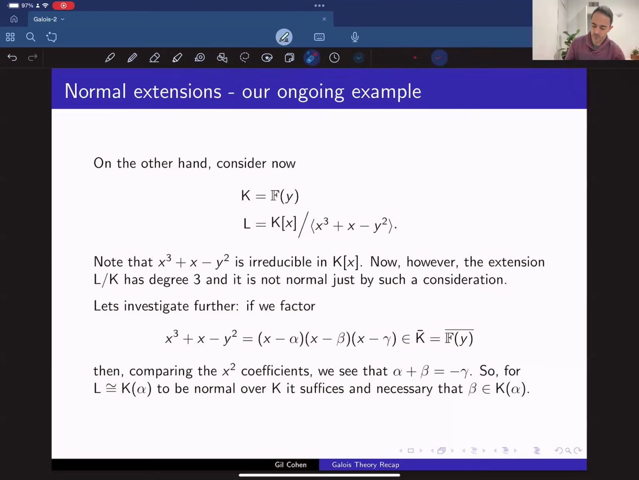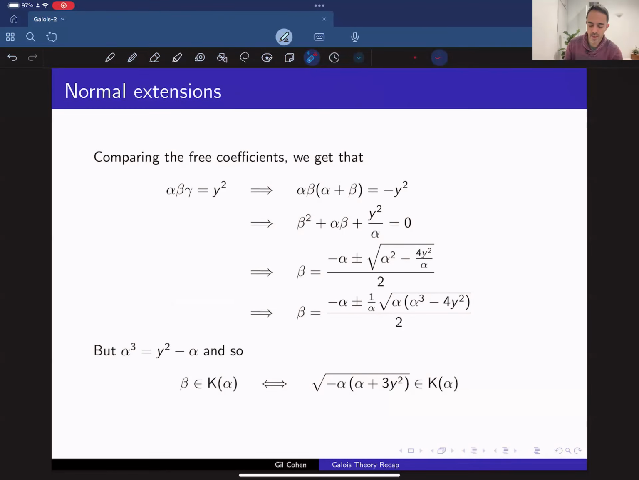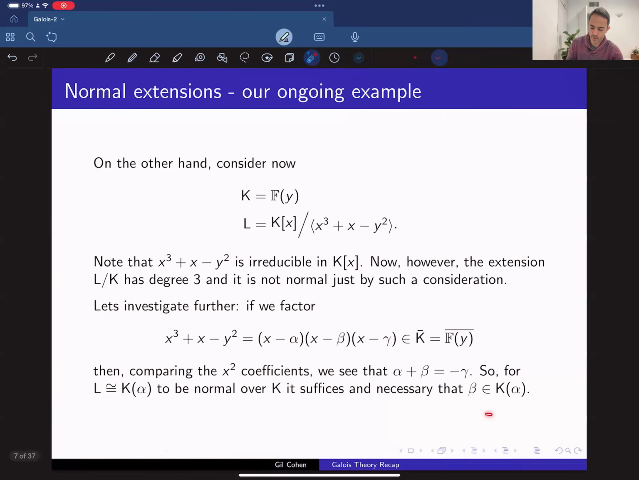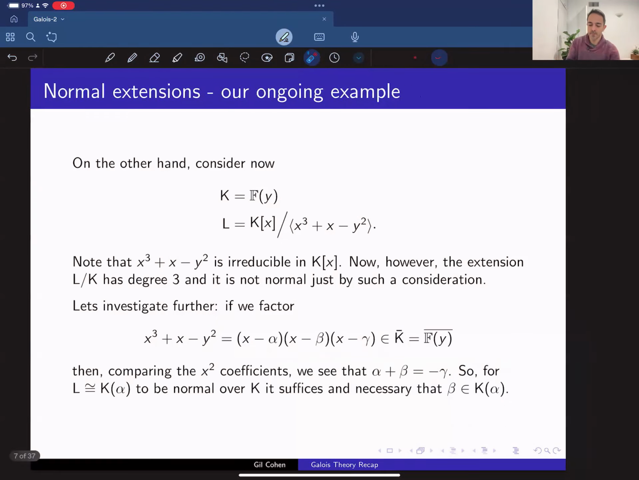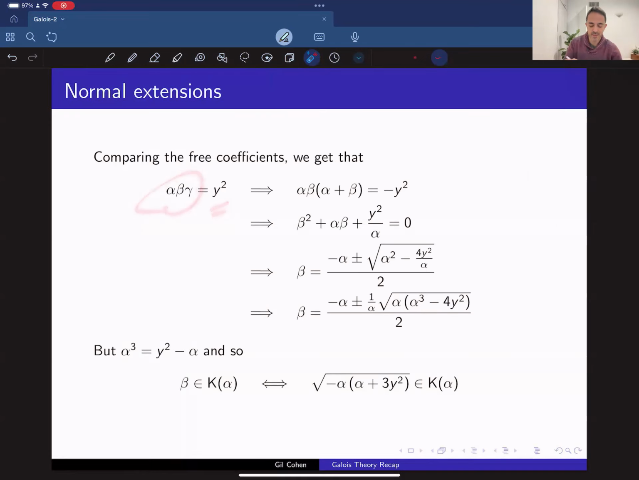Okay. Good. So the question about the normality of L over K becomes a simple field theoretic question about whether this element appears in this field. Now let's compare the free coefficients in order to answer this question. The free coefficient here is minus y squared, and the free coefficient here is minus the product of alpha, beta, gamma. So we know that alpha beta gamma is y squared, and we also know that gamma is minus the sum of alpha and beta. So plugging it here, you get this equation.